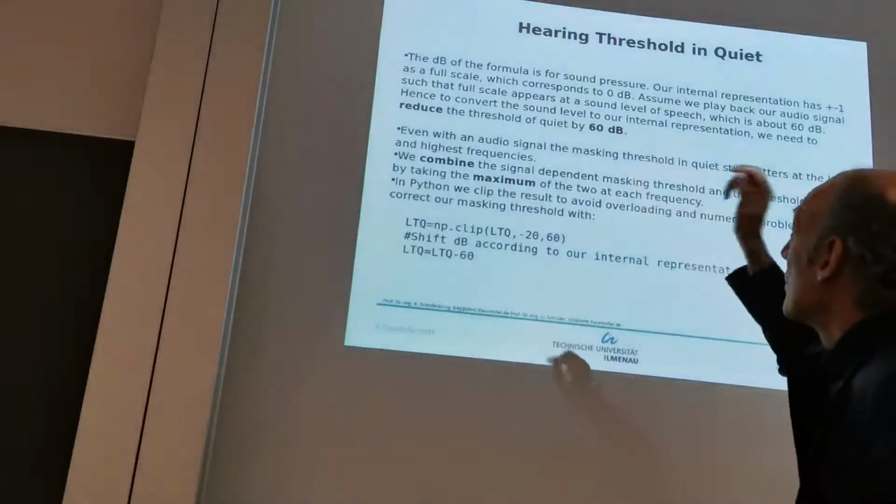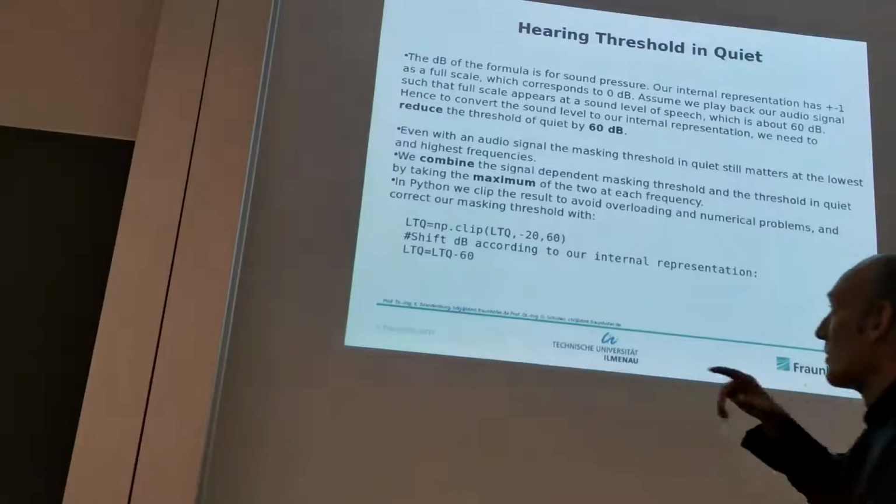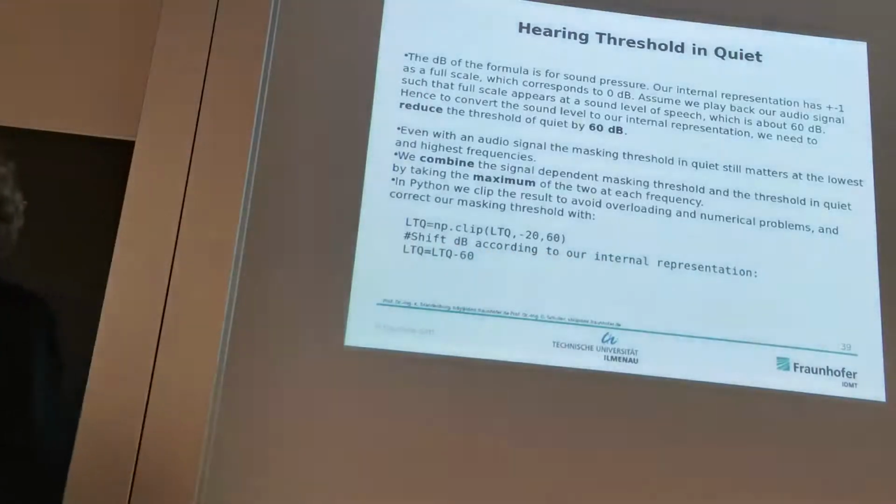Yeah, so the dB formula is for sound pressure that we just saw. Our internal representation has plus minus 1 as a full scale, which corresponds to 0 dB. Assume we play back our audio signal such that full scale appears at the sound level of speech, which is about 60 dB, so that's a comfortable level actually. Hence, to convert to the sound level of our internal representation, we need to reduce the threshold in quiet by 60 dB if we take our internal normalization to 1 being the full level. It's a difference of about 60 dB. So this is what we need to take into account for the threshold in quiet.